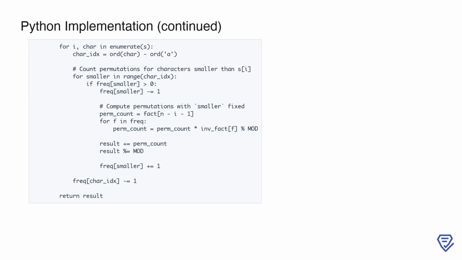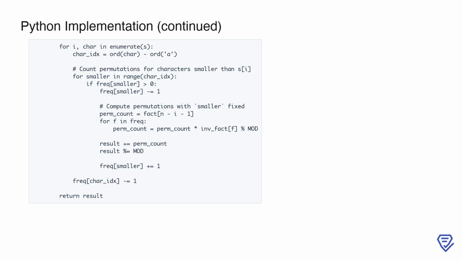Now, we iterate through each character in the string s using a loop. For each character, we calculate its index in the frequency array based on its ASCII value. We then look at all characters smaller than the current character. For each smaller character, if its frequency is greater than 0, we temporarily reduce its frequency by 1 to calculate permutations where the smaller character is fixed.